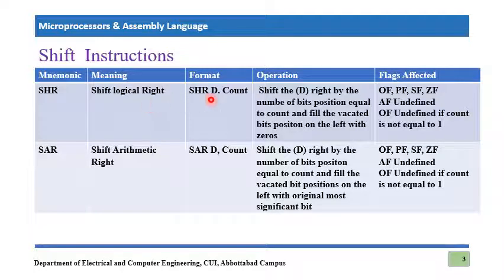But where we come to the difference is in shift arithmetic right. You have to shift towards the right, which is the same concept, by the amount given in the count. That is also a similar concept. But what will you do with the vacated bits on the left? This time you are not going to fill them with 0. Rather, you are going to fill them with the most significant bit of the original D. That is the difference here.